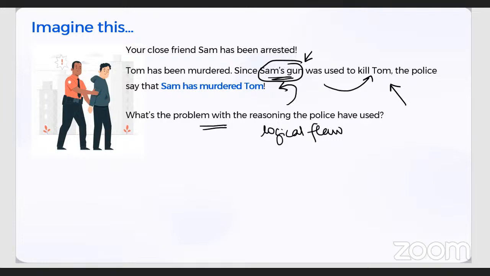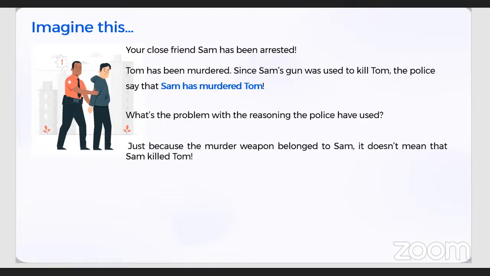Let's see. The one thing that immediately comes to mind, if you think about why the police have gone and arrested Sam, is that they think just because the murder weapon belonged to Sam, it is Sam who went and killed Tom. But is this logical? Does this make any sense? Just because the murder weapon belonged to Sam, it doesn't mean that Sam killed Tom.